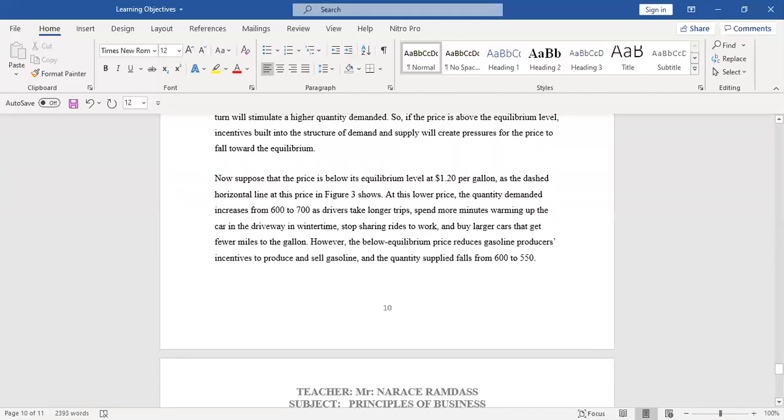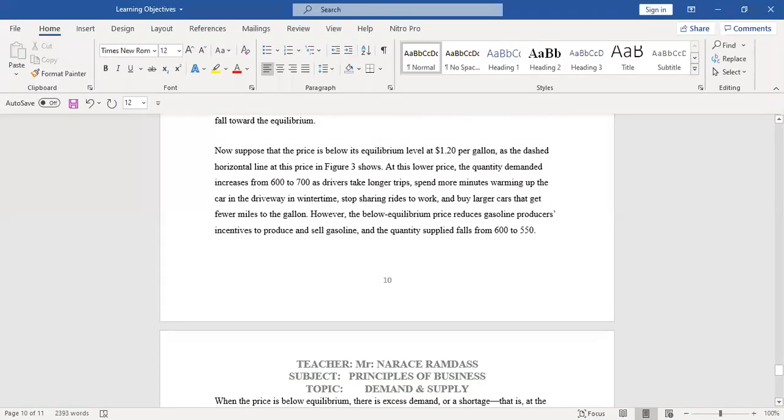However, the below equilibrium price reduces gasoline producers' incentives to produce. Remember, your profitability has fallen because the price has gone down. And the quantity supplied falls from 600 to 550. Now, we only sell 550 on the market, but people are demanding 700.